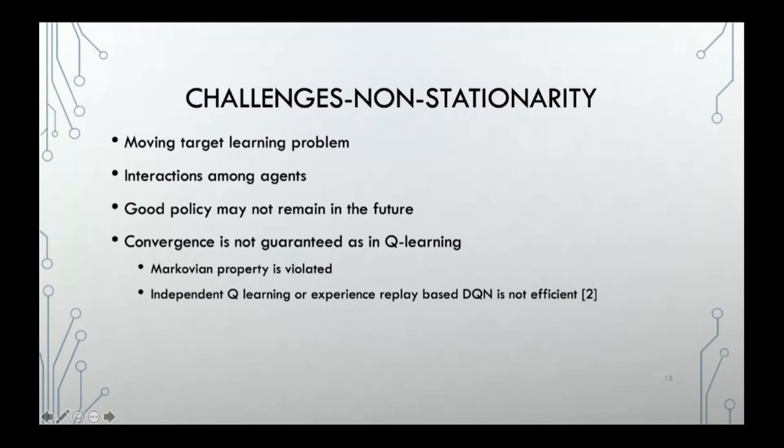And convergence is not guaranteed as in Q learning, because, as we mentioned, the Markovian property was important for us. But now, due to non-stationarity, the Markovian property is violated, because our next state not only depends on the current state, but also on the actions of the others. And independent Q learning, which I will explain later on, or experience replay based DQN were not designed for non-stationary environments. Their performance is not efficient.